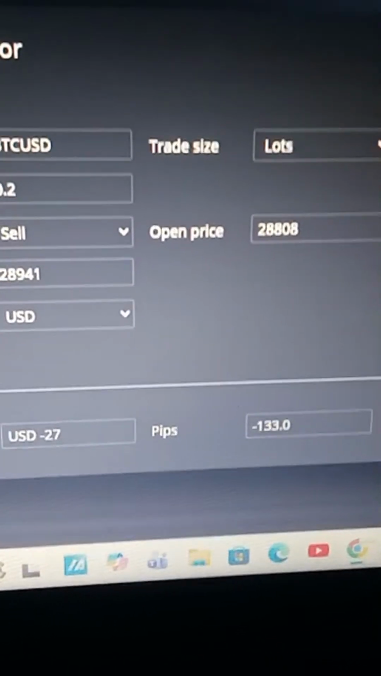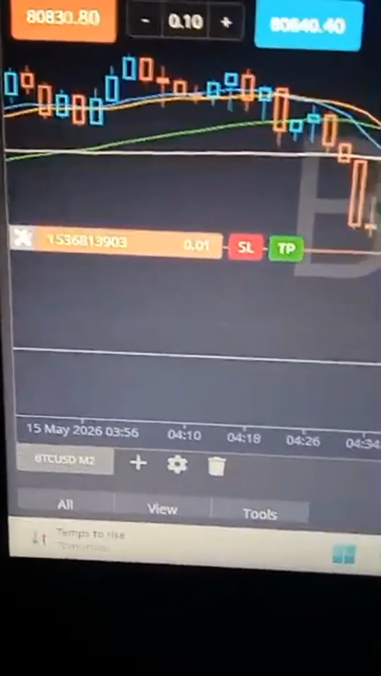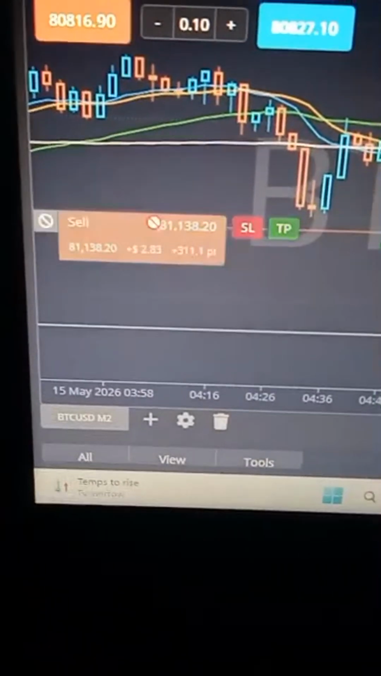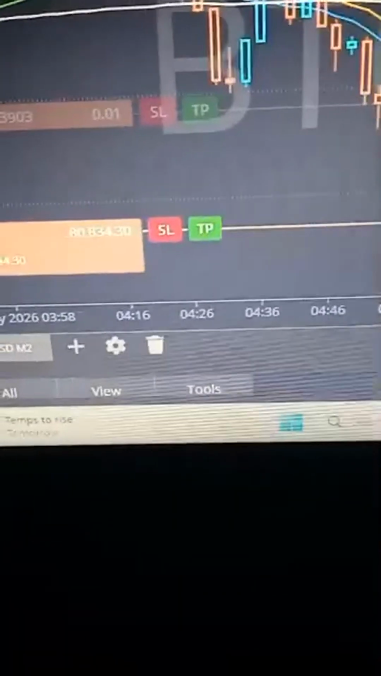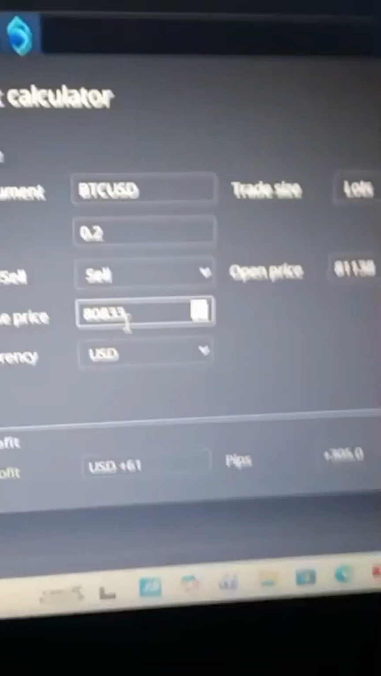So the price we got in here was at $81,138. That's the price it opened there, right? That I got in, right? And where it's at right now is at 80,833. We're gonna say about right up in there. So if I was to do that, I've been in profit $61 just off that little movement.